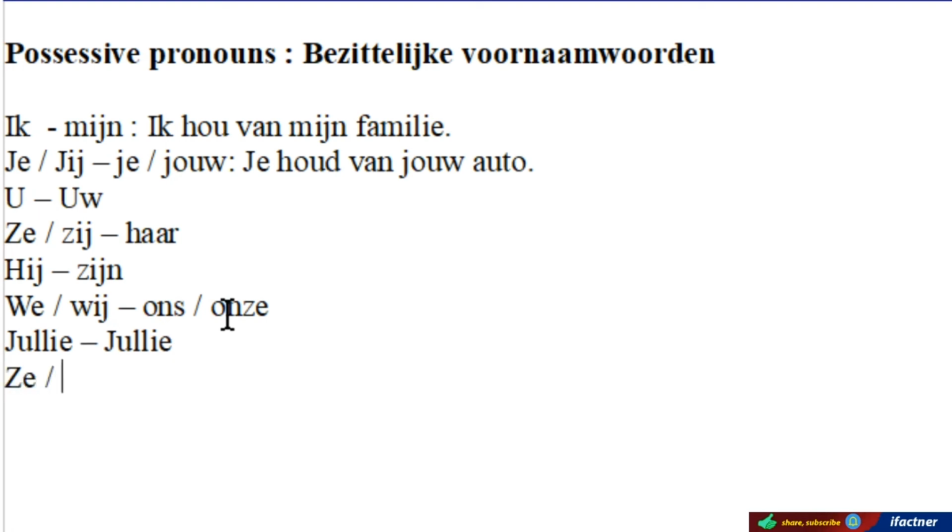And for they, we use hun. For example, we can say ze houden van hun auto. They love their cars, or they love their car.